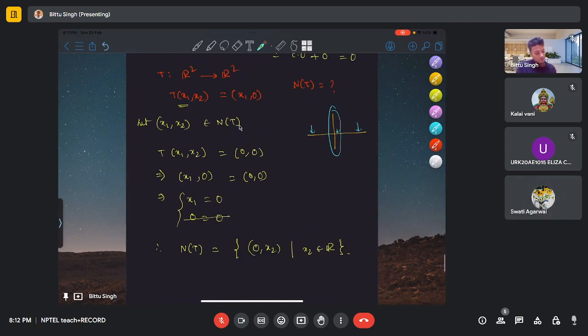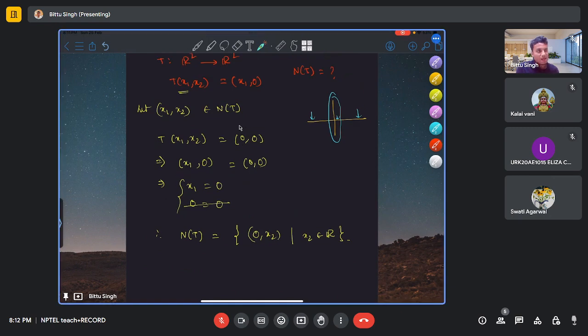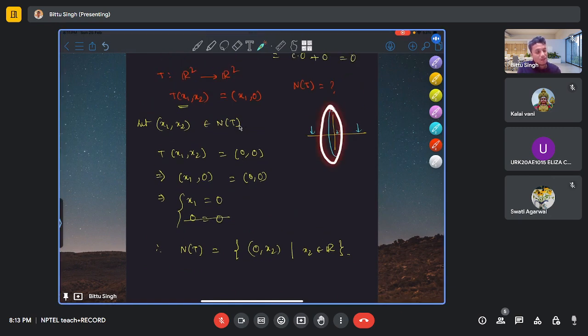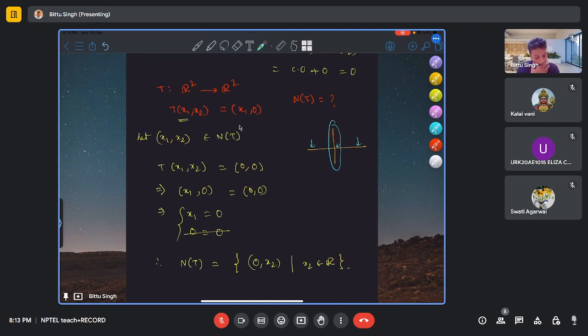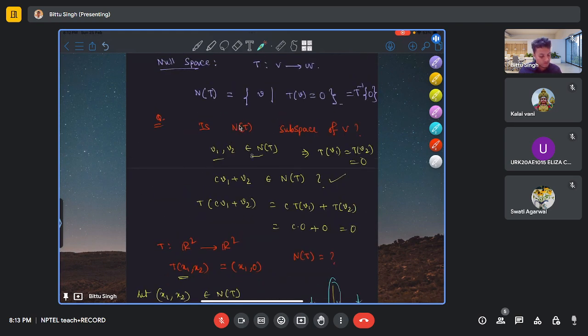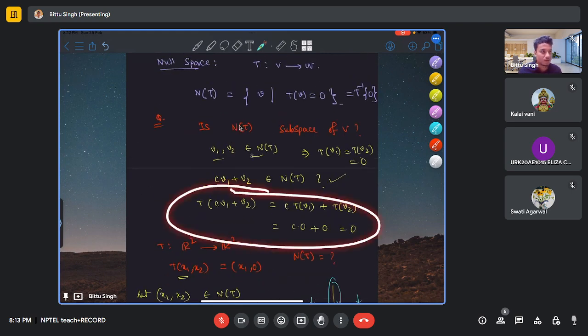Thank you. So this is the null space, and you can see that the null space is actually a subspace of R2, right? This y-axis, everything is closed. If you take any two elements from the y-axis, their sum will be in the y-axis. And if you stretch any element, this will also lie on the y-axis. So this null space is actually closed under addition and scalar multiplication. Here we have verified that fact.